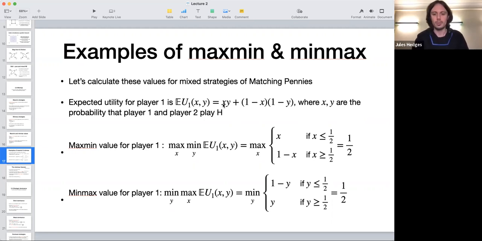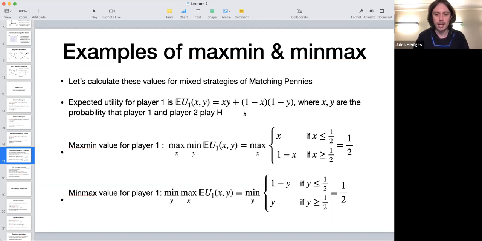So now we have to optimize this thing. Say we want to get the max-min value for player 1. How do we do this? Well, for any given x, we need to ask, what is the y that will minimize this? If you think about it a little bit, if x is less than or equal to half, then the y that minimizes this is 1. That is to say, if x is less than or equal to half, then player 1 is more likely to play tails than heads, and player 2 wants to respond to that by playing heads with probability 1.